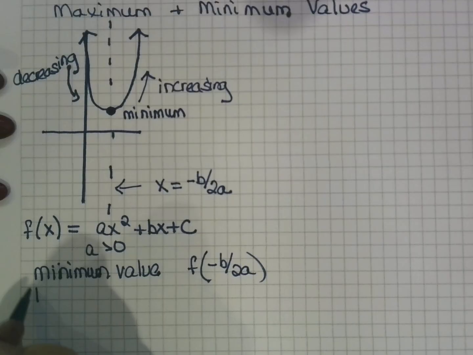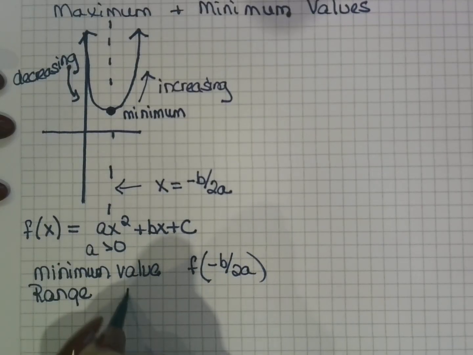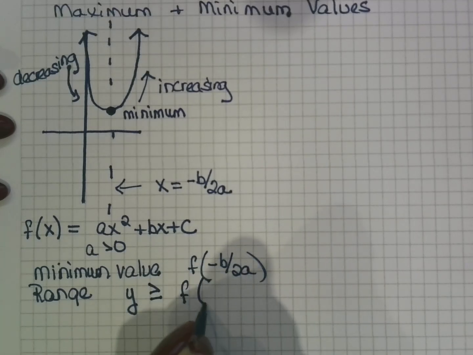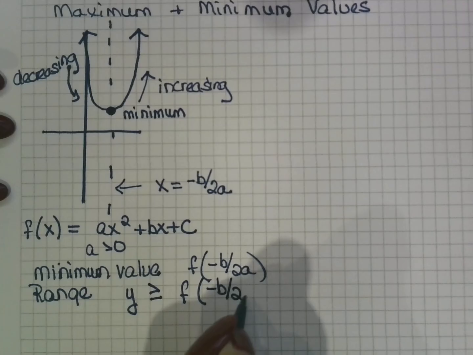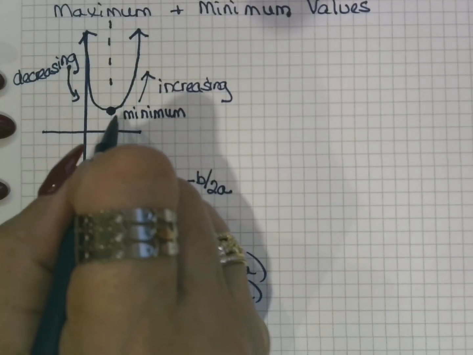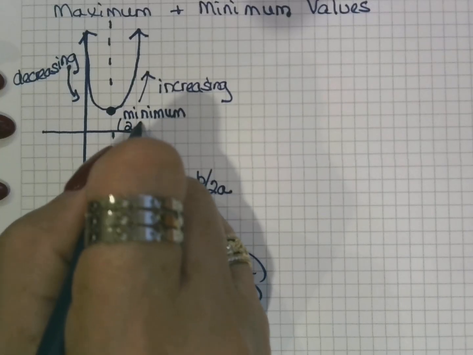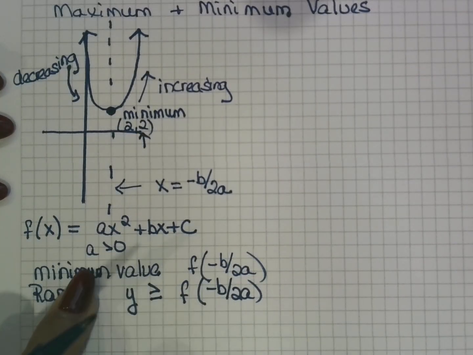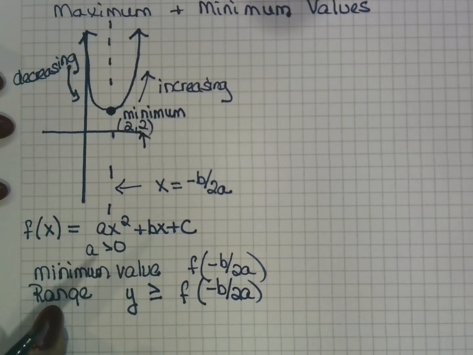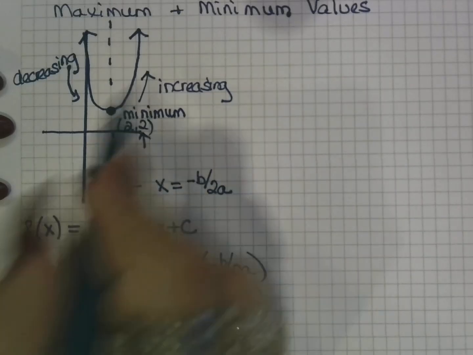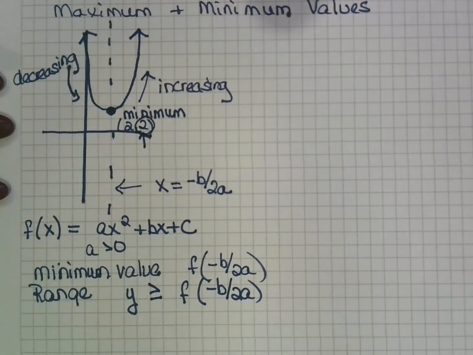And your range, because this is opening up, is going to be y greater than or equal to, well, whatever that value is, right? Whatever the y value is. Let's say this is the point 2, 2. So we're looking at that value. Minimum value would be at 2, and the range y has to be greater than or equal to 2. And we're looking at this 2, the y one.